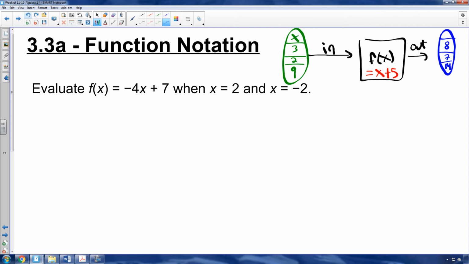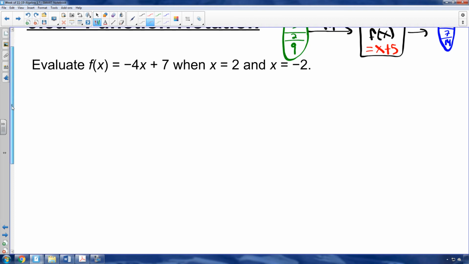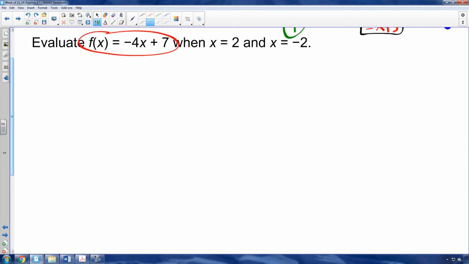It takes an input from the domain, it crunches it, and it comes out as a different number. Remember, this is what a function is. Our Pepsi machine takes our dollar bill, it eats it, and it keeps it, and then it spits out a Pepsi, right? That's what a function does. So let's look at this function, and let's talk about a couple of things. They want to evaluate this function when x is equal to 2. So what I want to do is I want to replace the x's in this with 2.